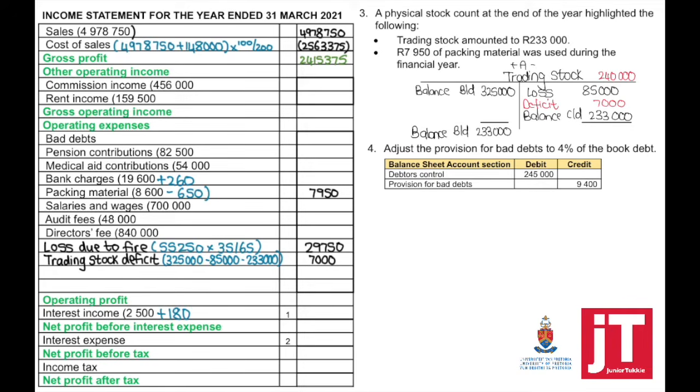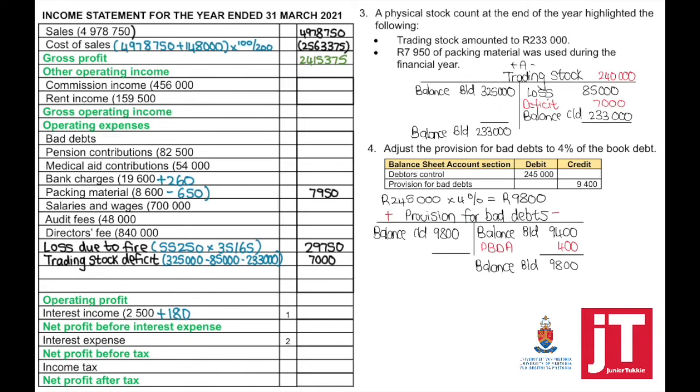Adjust the provision for bad debts to 4% of the book debt. When we talk about the book debt, we talk specifically about the balance in the debtors control. There were no adjustments to the debtors control account if you look at everything we've done from number 1 up to this point. So this means we can use the total 245,000 and we're going to times it by 4%. My provision for bad debts must now be adjusted to 9,800.